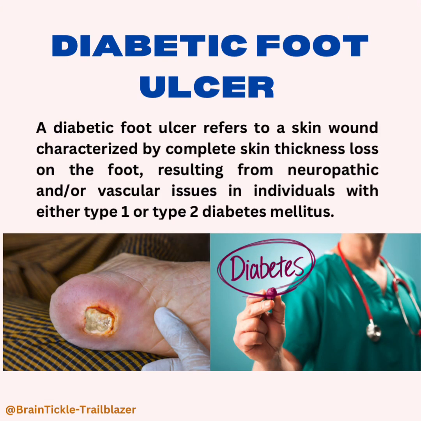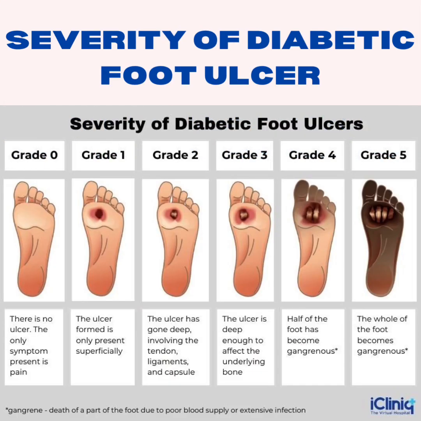Diabetic foot ulcer. A diabetic foot ulcer refers to a skin wound characterized by complete skin thickness loss on the foot resulting from neuropathic and/or vascular issues in individuals with either type 1 or type 2 diabetes mellitus. Severity of diabetic foot ulcer. In this image, we can see different grades of ulcer: grade 0, grade 1, 2, 3, 4, and 5. And as the grades increase, the severity of the foot ulcer increases.